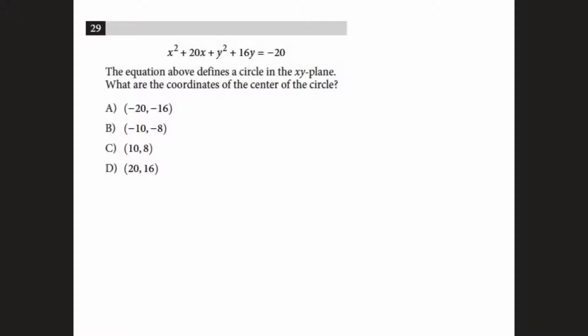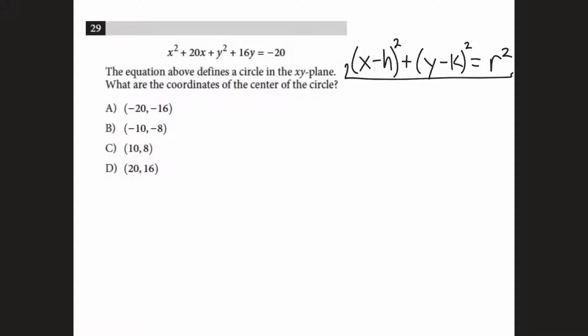Number 29. The equation above defines a circle in the xy plane. What are the coordinates of the center of the circle? Okay, so this doesn't come up on every SAT practice that I've done so far, but it's come up on maybe half of them. The equation of a circle is (x minus h) squared plus (y minus k) squared equals the radius squared. So you should probably at least know the standard equation of a circle.